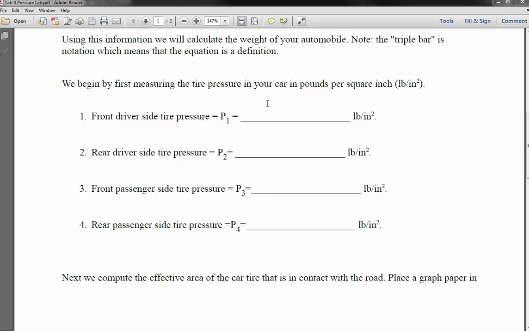In other words, I would put P1 equals that 34.2 pounds per square inch. There is no rear driver's side, so basically this would be like 0. The rear would be that 35.9 psi. These two would effectively be 0 because there is no second or third tire.